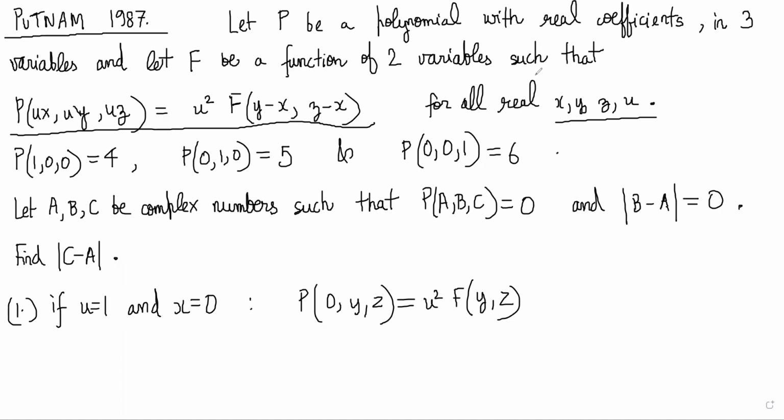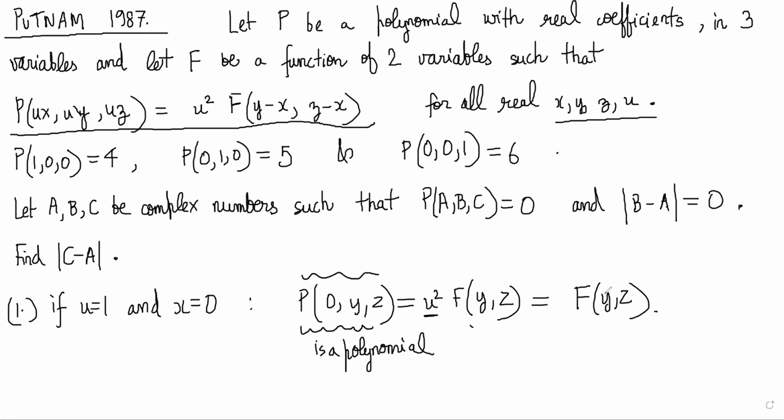Now we know that P was a polynomial in x, y, z, right? So this side is a polynomial in y and z. So that implies that f of y and z should also be a polynomial. By the way, I missed out here, I can put u is 1 here, so this will become actually just equal to f of y and z. So if the left-hand side is a polynomial, obviously f of y z is also a polynomial. That is an important idea here because we'll try to write down f in a certain way. So for now, just keep in mind that f of yz has come out to be a polynomial.